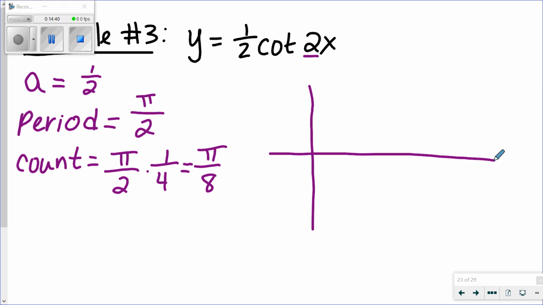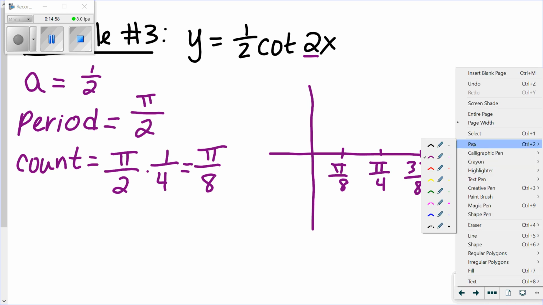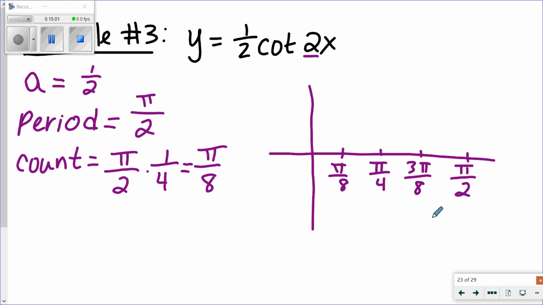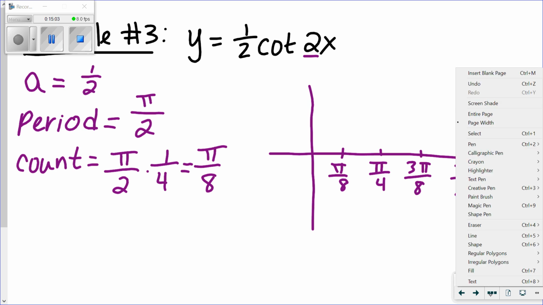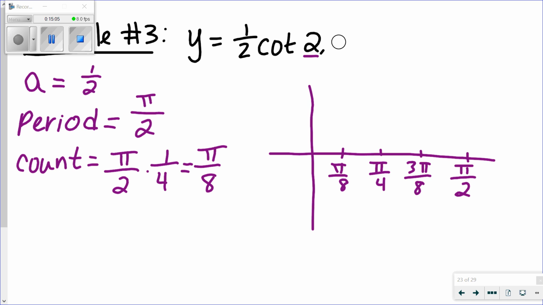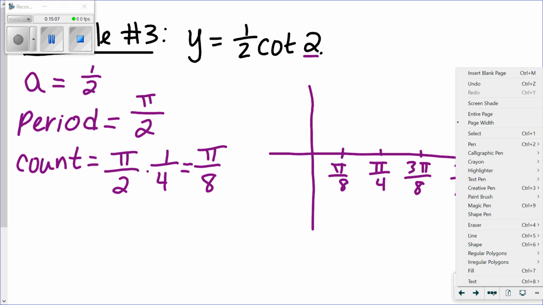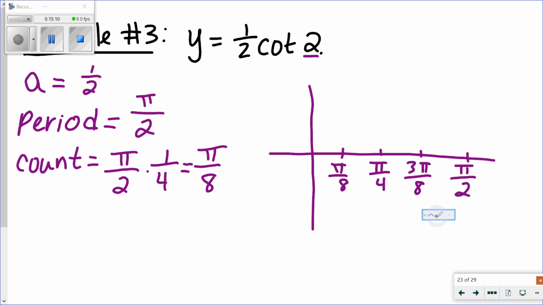Starting at 0 and adding pi over 8 each time, we've got pi over 8, we've got 2 pi over 8, we've got 3 pi over 8, and 4 pi over 8. We've got our 5 points, which means we are ready to plug in and go. Plugging in our 0 for x first. I'm going to do that real quick, plugging in 0.